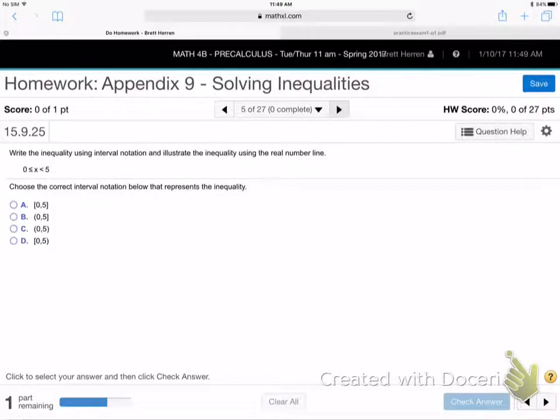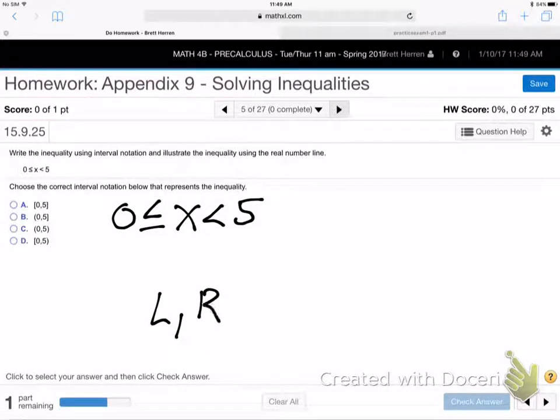All right, so number 5 here. Can you all read that okay? It says 0 less than or equal to x less than 5. And they want me to turn it into an interval kind of notation, left edge, comma, right edge sort of thing. It's clearly going to be 0 and 5, that's the left and the right. But will the 0 get a bracket or a parenthesis?